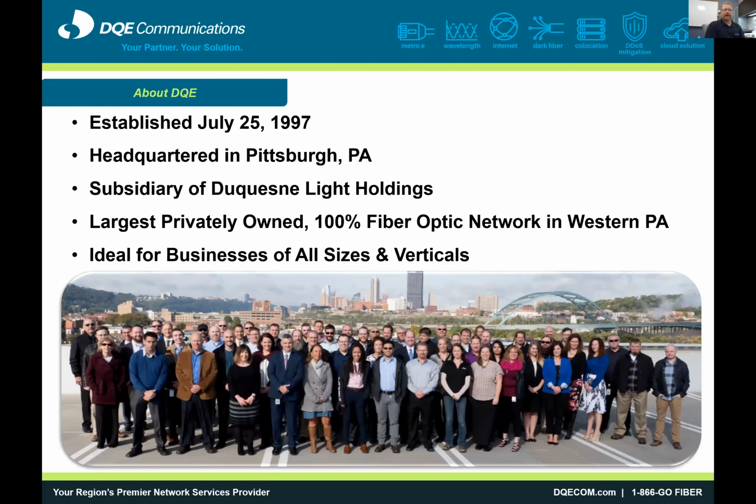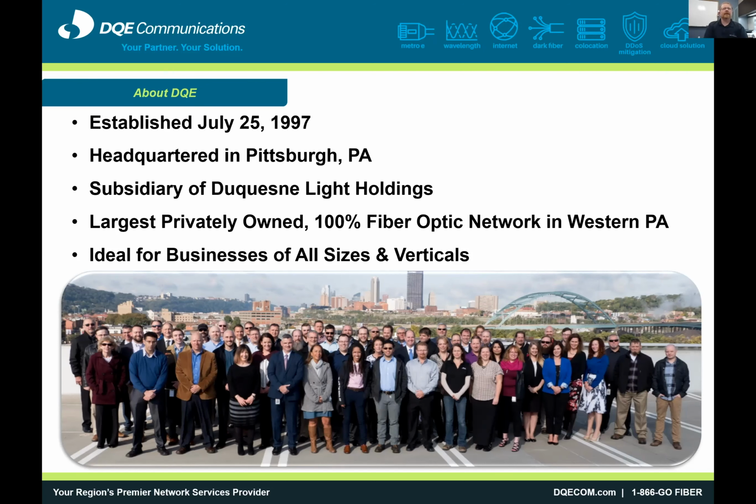Okay, so we covered everything as far as getting fiber to your building, what you can expect, and how fiber providers do it. In essence, I'd like to take just a couple minutes to talk a little bit about DQE Communications, established July 25th, 1997. We are in Pittsburgh, PA, as I mentioned earlier. We are a subsidiary of Duquesne Light Holdings, and we are the largest privately owned 100% fiber optic network in Western Pennsylvania. So we're ideal for businesses of all sizes, small and medium. We'll talk a little bit about different product offerings that we have.